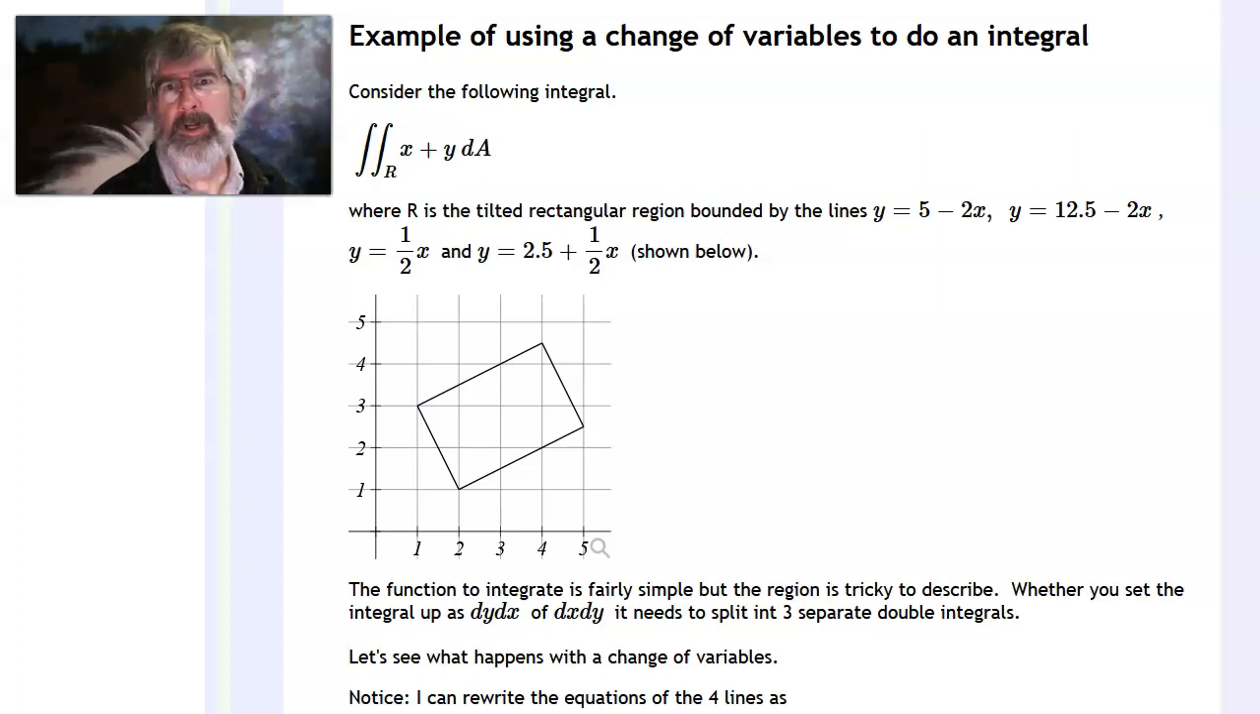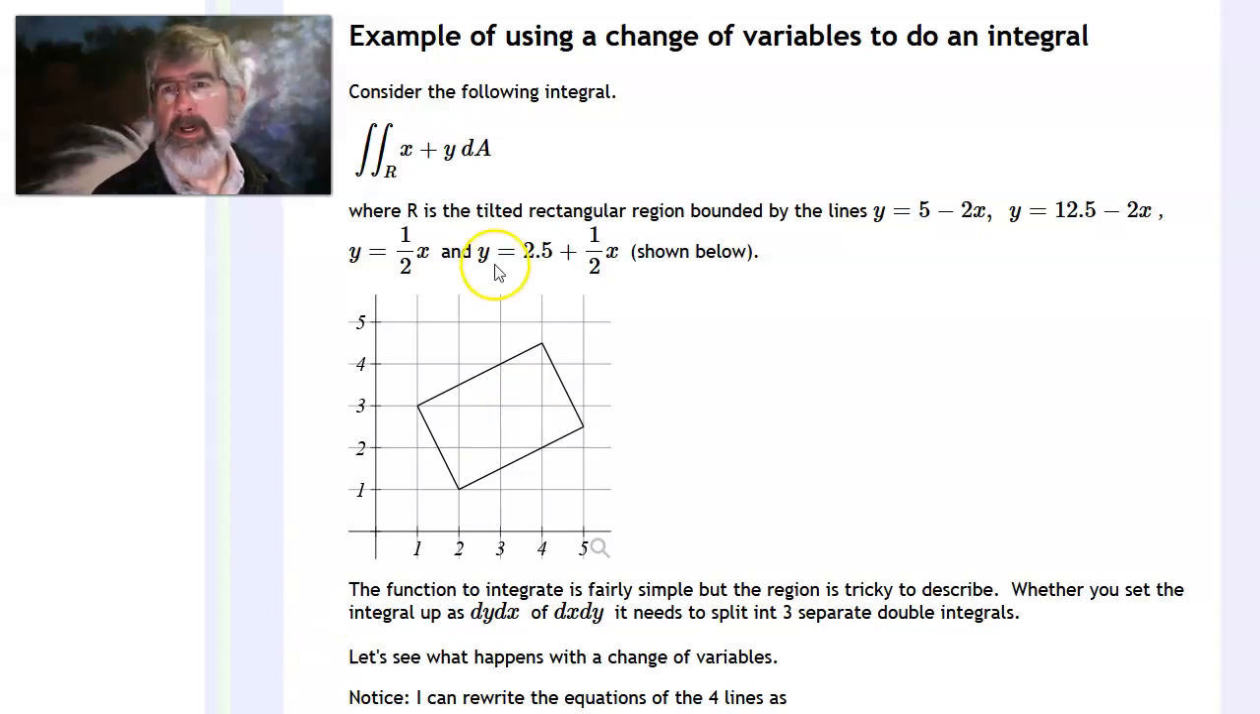Hello and welcome. In this video, we want to take a look at an example of a double integral where we're going to use a change of variables substitution to solve the integral. And it's not going to be polar coordinates, it's just a different substitution. And I'll have to use the Jacobian.